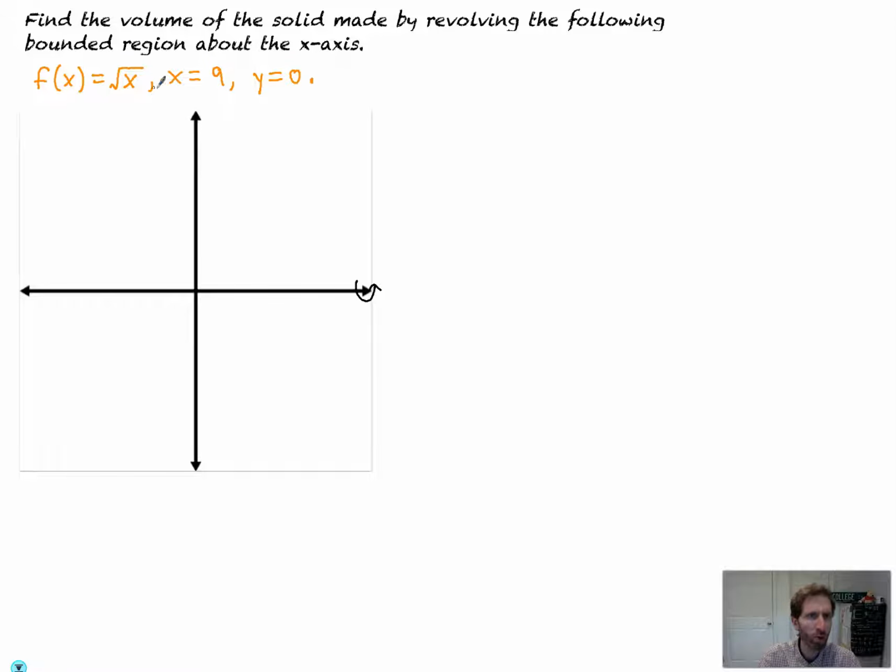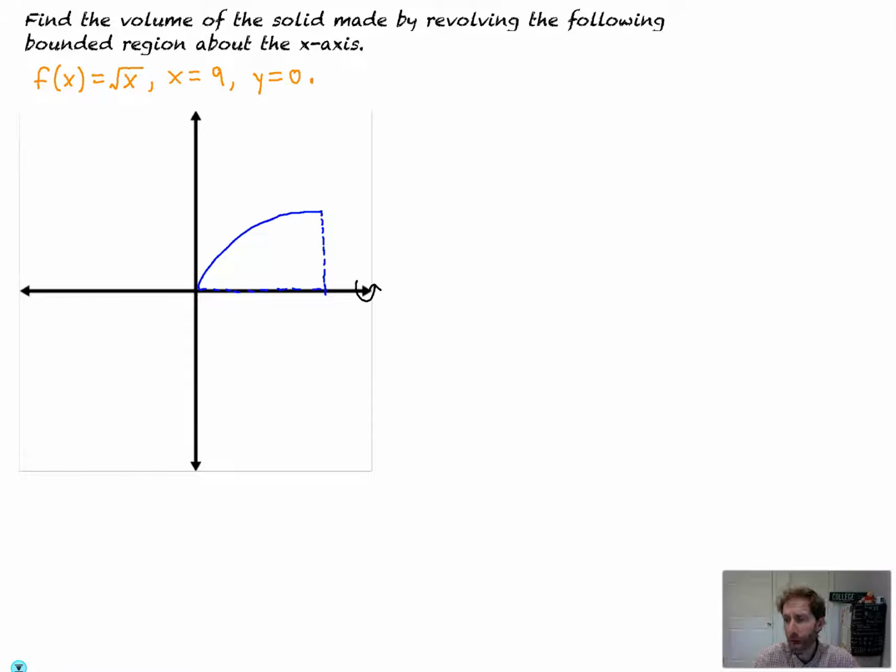Here we go. Root x. All right, what does that look like? Well, the square root of x looks like this. Like so. It makes that sound. You just have to listen carefully. x equals 9, something like that. That'd be a vertical line. And then y equals 0. So your region is right in here.